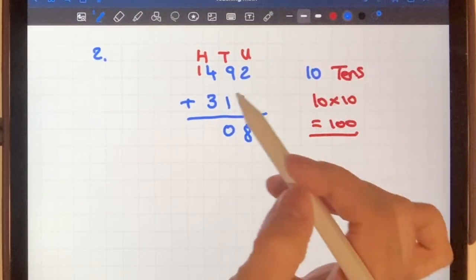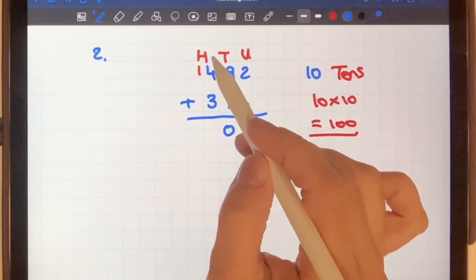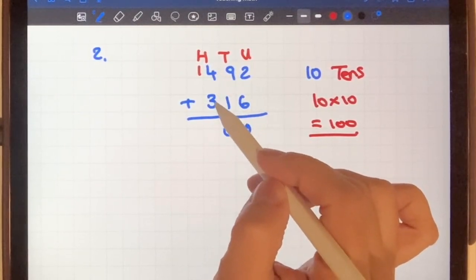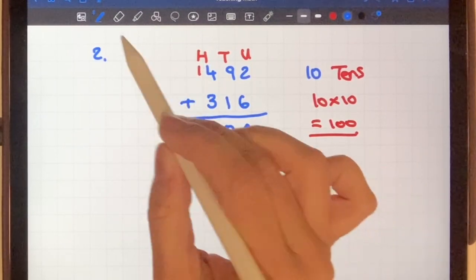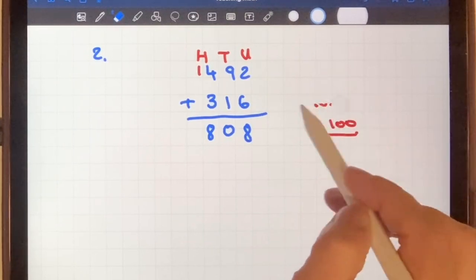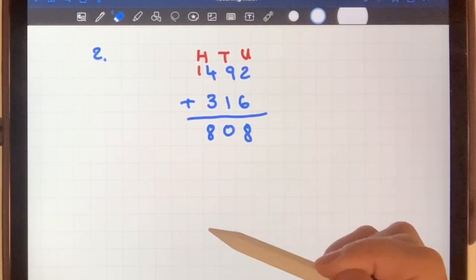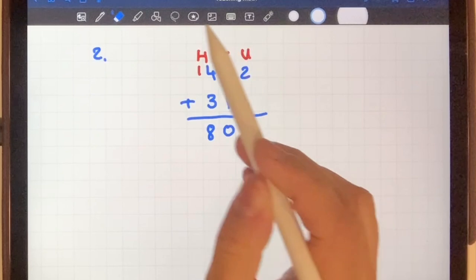So then, in the hundreds column we have 4 plus 3, which is 7, plus 1, which is 8. And that's your answer. Okay.